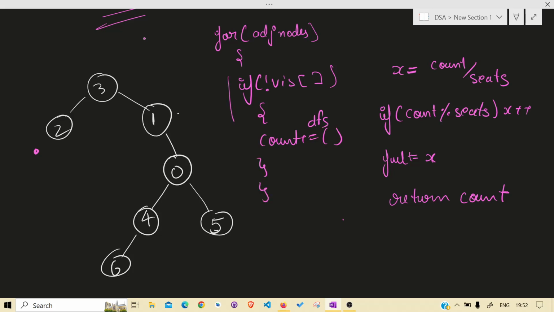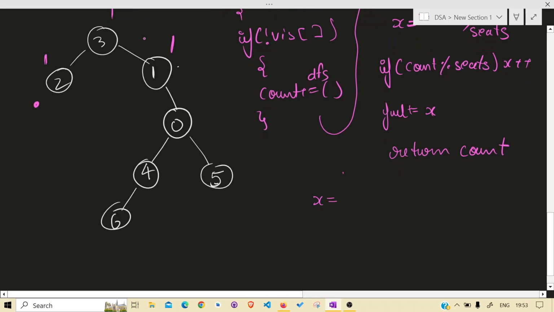This is the flow, from this to this. So how are we going to do it? Every node is initialized with count 1, because himself or herself we have to count as 1. So let's get into it. When we are at this node, count is 1, seat is 2 in the given test case.